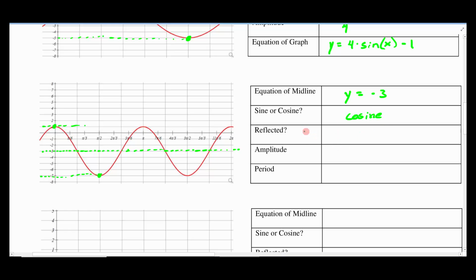And cosine is kind of nice because it's really easy to tell if it's been reflected. If cosine is starting above the midline, it has not been reflected. If it's starting below, it has. All right, so this one has not been reflected.